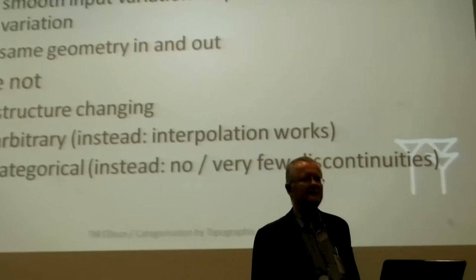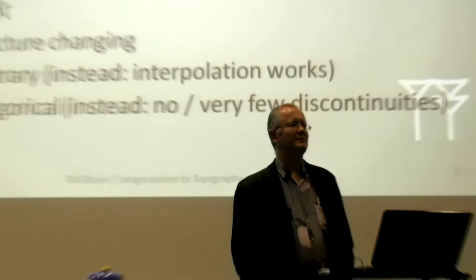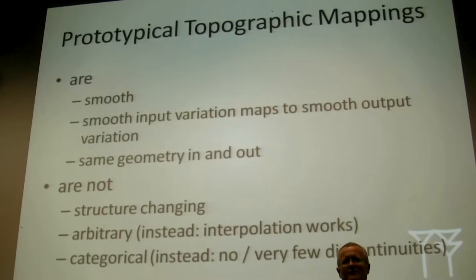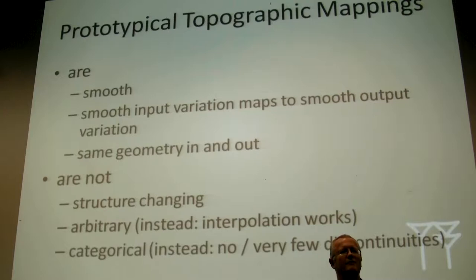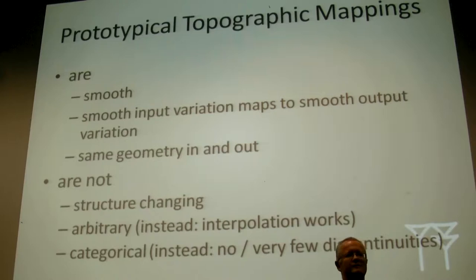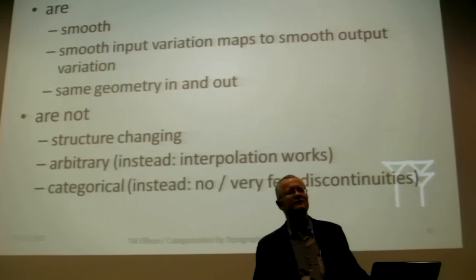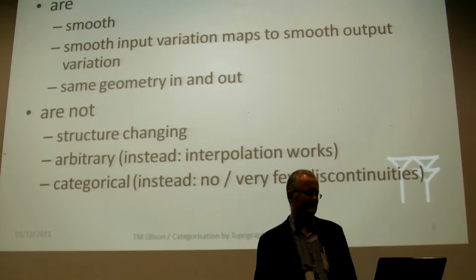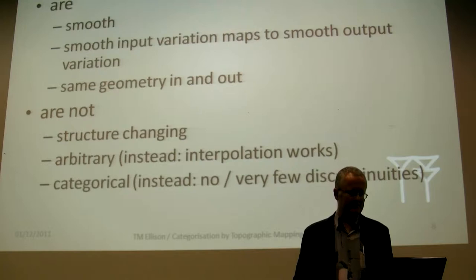Now, I'm putting in a slide about what a prototypical topographic mapping looks like, because I've had reviewers in follow-up work saying things like, you only have topographic mappings in a few places in the brain. What they're talking about is a prototypical topographic mapping, one like the map of the Earth. These are generally smooth: small changes in the input result in small changes in the output, with the same kind of geometry, a two-dimensional surface coming in, a two-dimensional surface going out. There's no structure changing involved in the mapping, there's no arbitrariness other than perhaps orientation, and there's no categoricalness in the output. And this is interesting because you start to see violations even in the most prototypical of these mappings that occur in the brain.